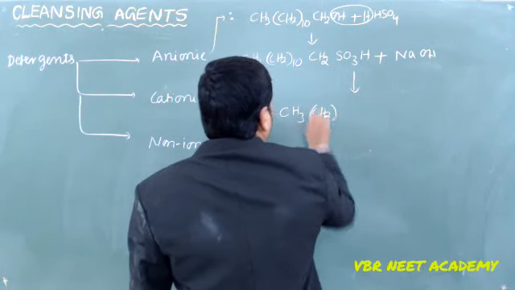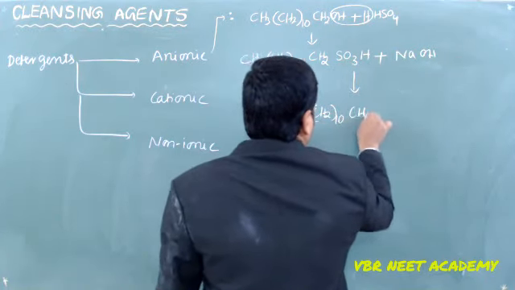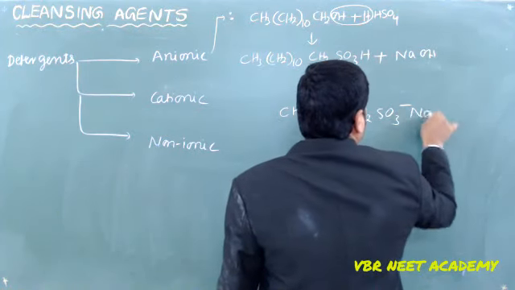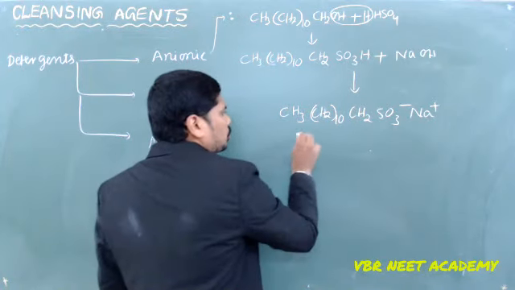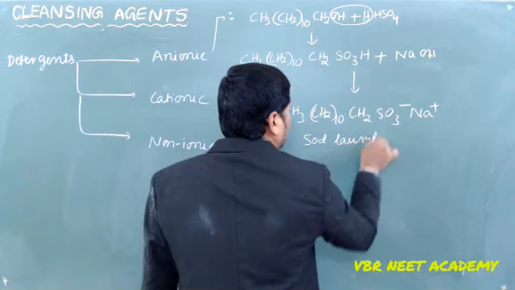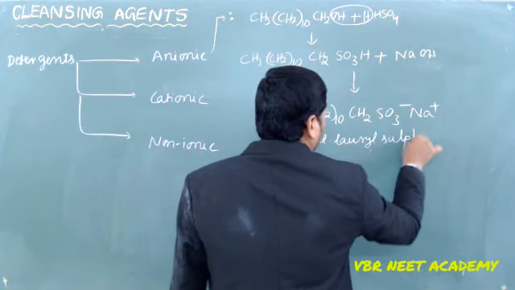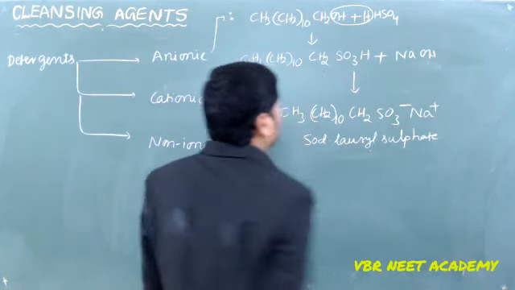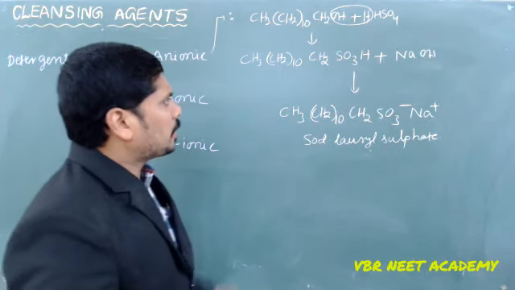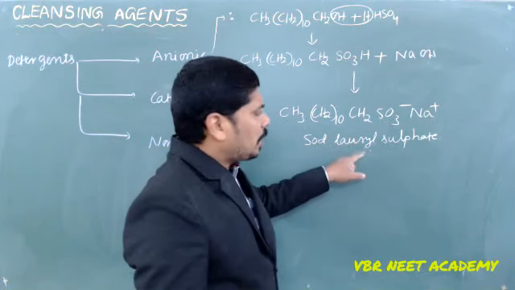Now this lauryl sulfate is going to react with sodium hydroxide and it is going to form CH3(CH2)10CH2SO3- Na+. So it is called sodium lauryl sulfate or sodium dodecyl sulfate. Which is going to be making the particular thing, the detergent.